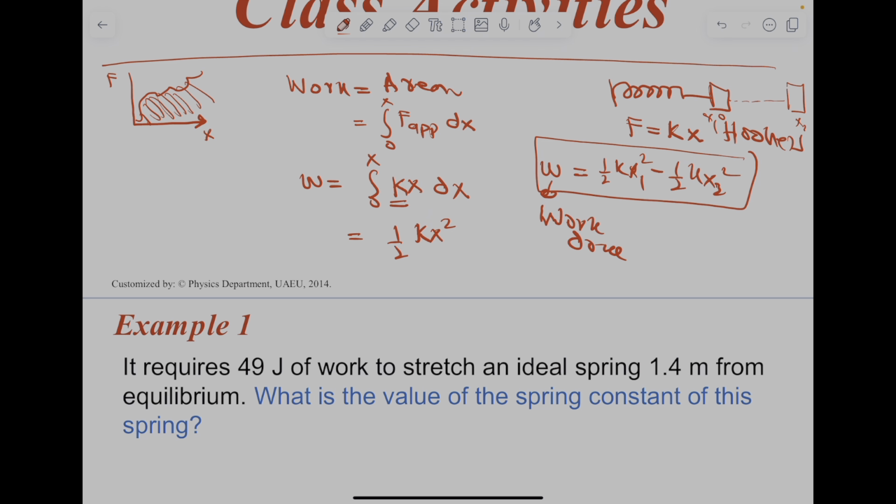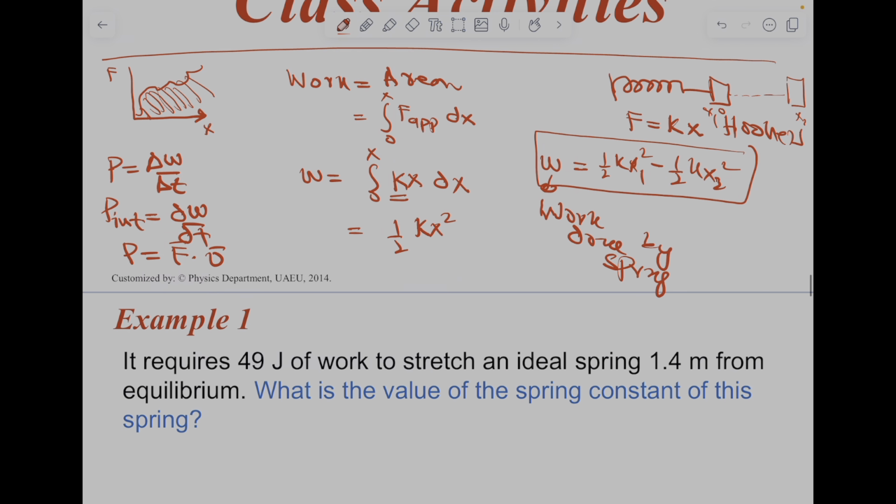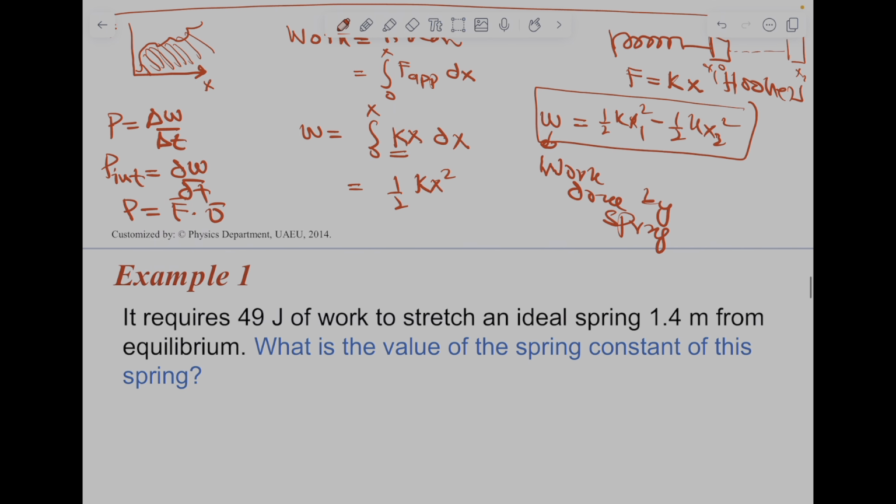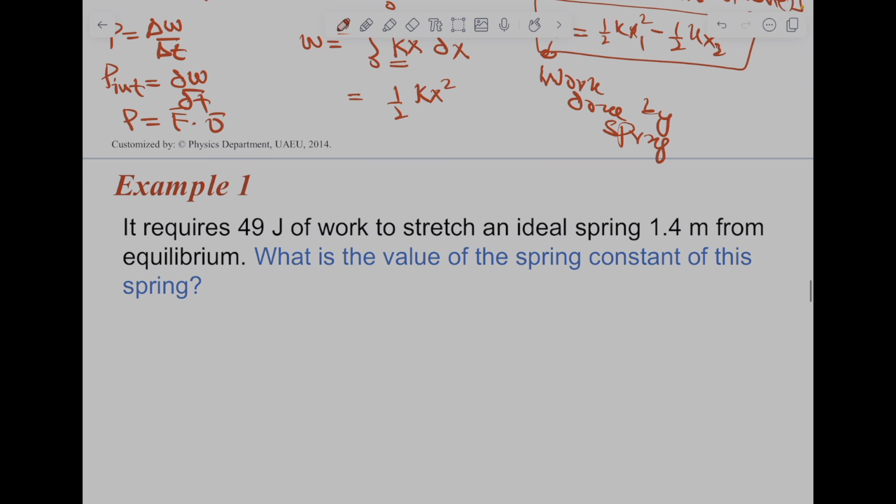Then you have the rate of change of work, which is your power. This is your average power. Then you have instantaneous power, which is dW divided by dt, and you can find it as the product of force and velocity. If you need to review these concepts, you can watch the chapter 6 concept review video. So now we're going to solve some problems.